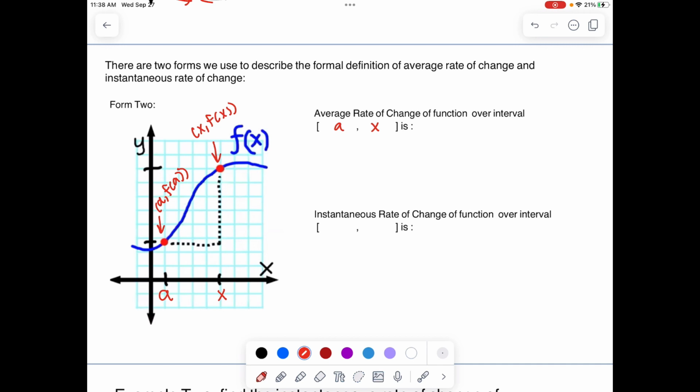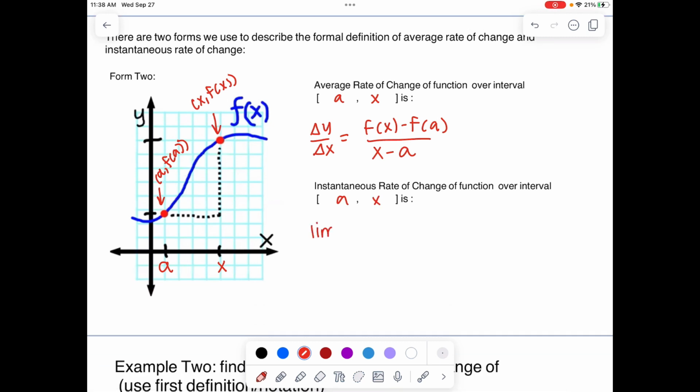And so the average rate of change formula would be the change in y, which is f of x minus f of a, all over x minus a. So that would be what the average rate of change formula is. And then the instantaneous rate of change formula would be the limit as x approaches a. The reason it's the limit as x approaches a is because as x gets closer to a, this denominator right here, x minus a, is going to get closer to 0.